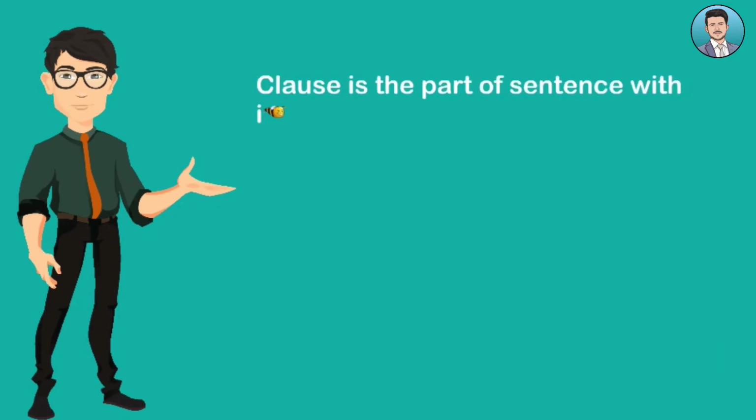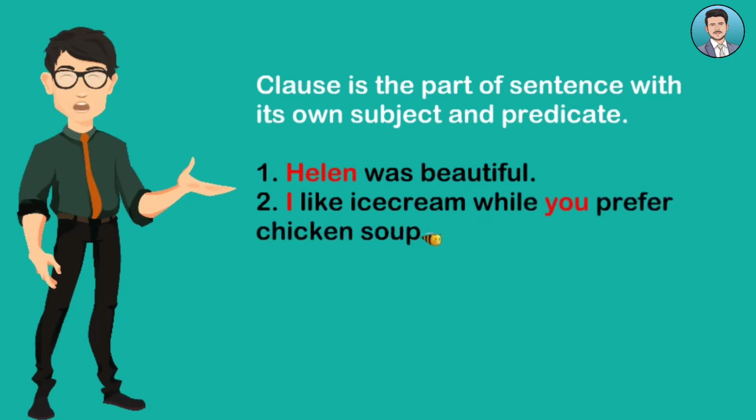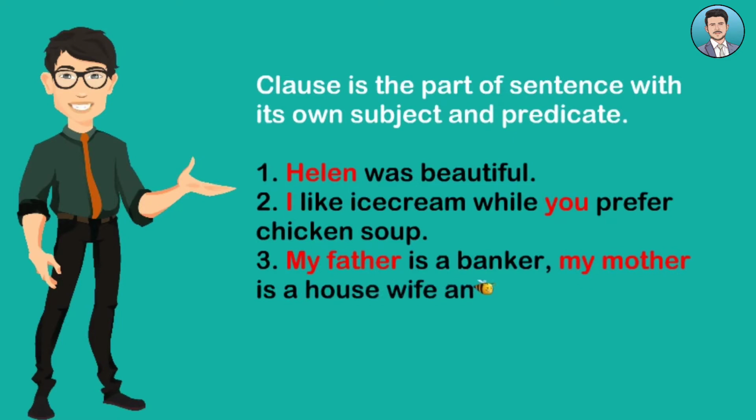Now see, a clause is the part of a sentence. But what particular part of the sentence are we talking about when we talk about a clause? It is that part of the sentence which has its own subject and predicate. We can understand it better by looking at the examples.